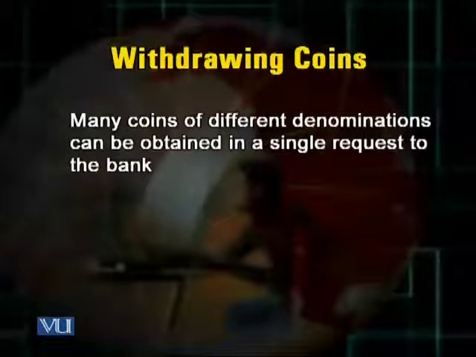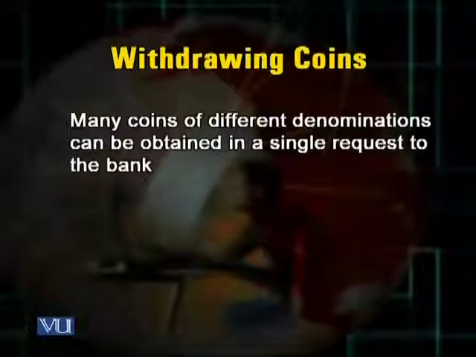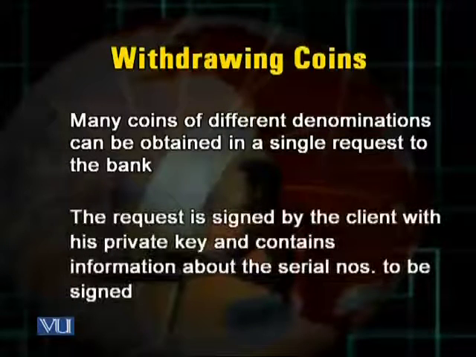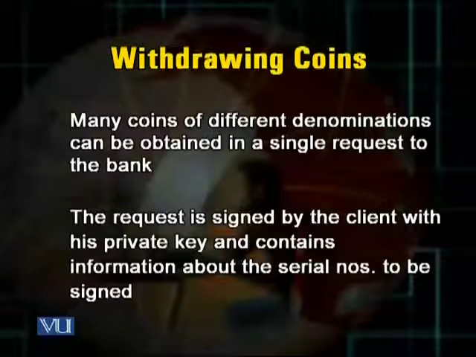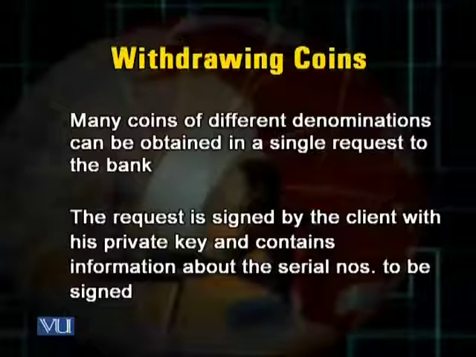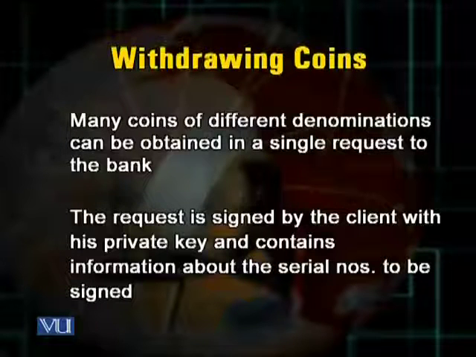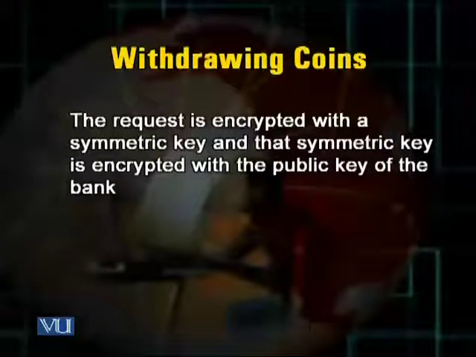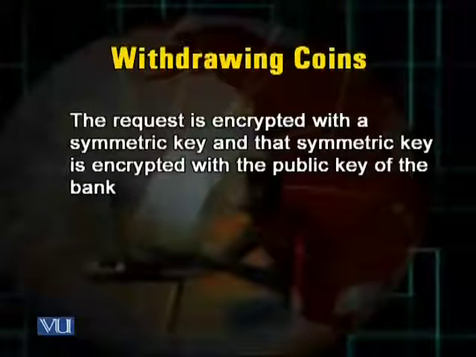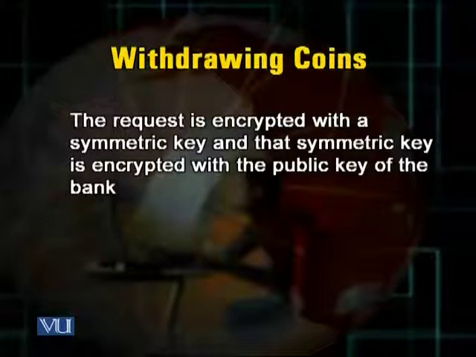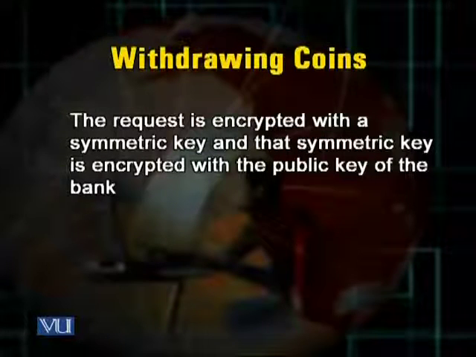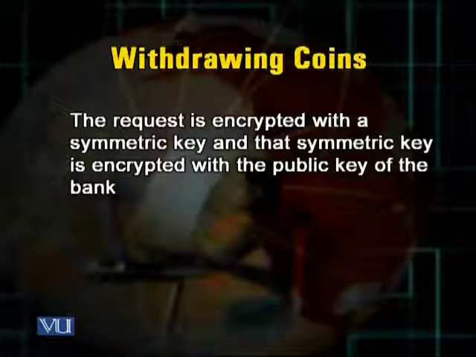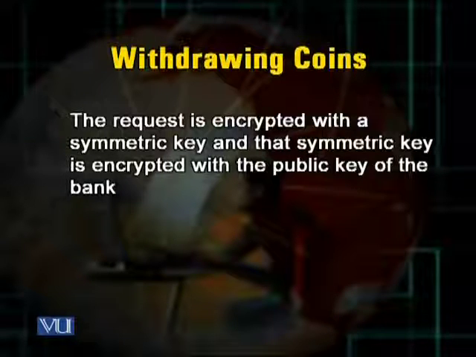Many coins of different denominations can be obtained in a single request to the bank. The request is signed by the client with his private key and contains information about the serial numbers to be signed. The request is encrypted with a symmetric key, and that symmetric key is encrypted with the public key of the bank. In order to protect the information about these serial numbers, a double encryption is used.